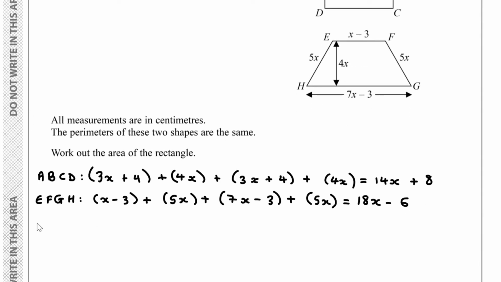So we have 14x plus 8 equaling 18x minus 6 because the perimeters are the same. So if we subtract 14x from both sides, we'd have 4x equals, well, and if I add 6 to both sides, we'd have 4x equals 14, and therefore x is equal to 7 over 2.